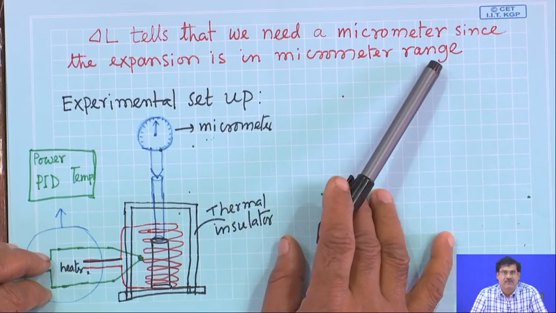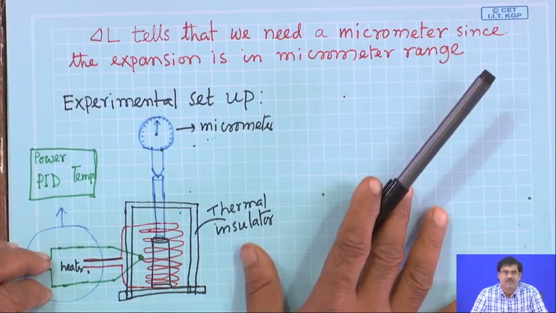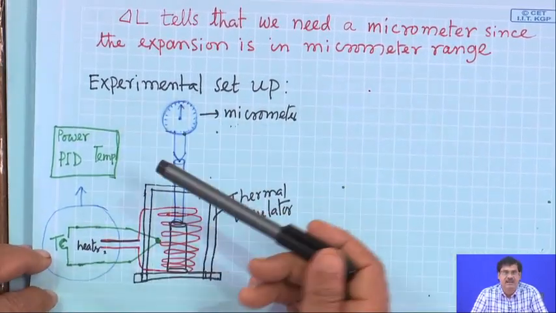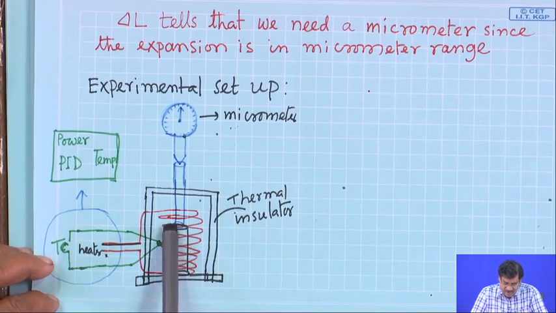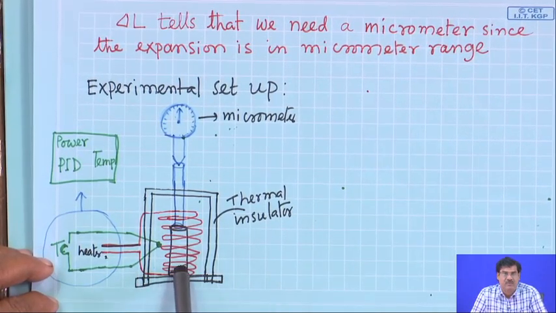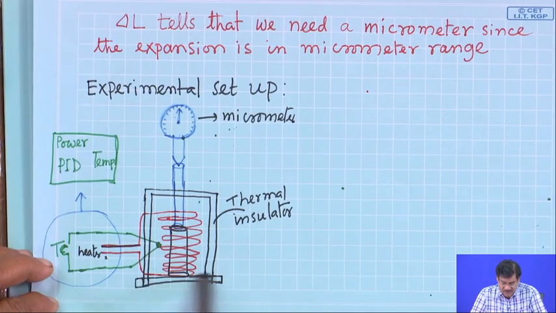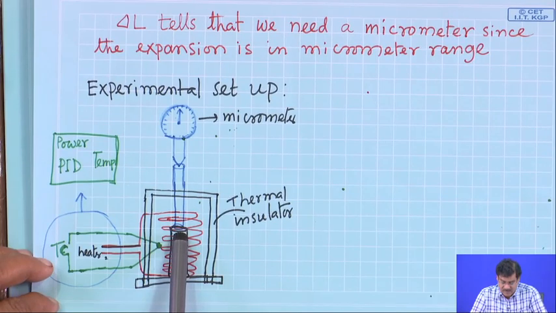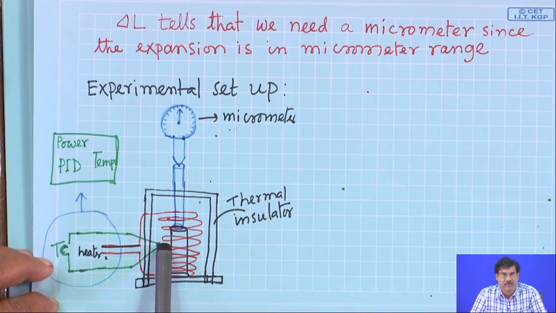Now all these apparatus components you need, and then you have to assemble them. That will be your experimental setup. I have a rod, this is the rod, and I want to measure its expansion. It is put vertically on a platform. Then there is this coil around this rod, and then one end of the thermocouple has to be there.